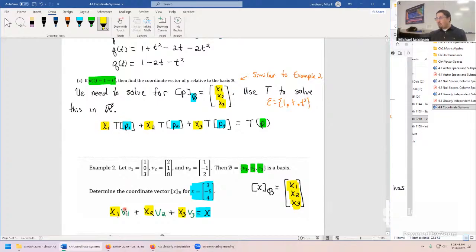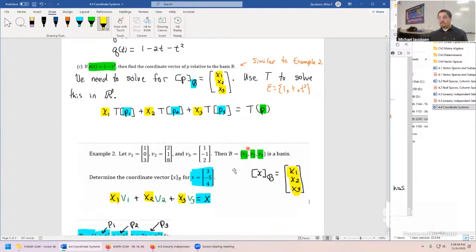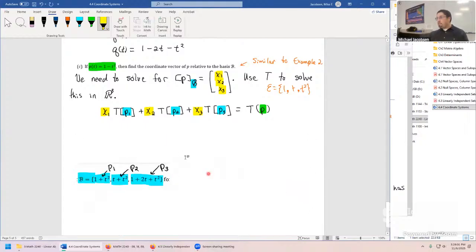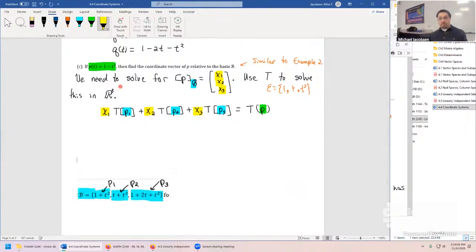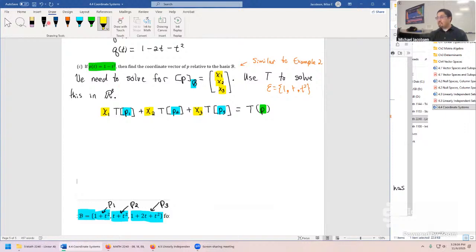In place of T of P1, we have V1. T of P2, we have V2. T of P3, we have V3. And instead of X, we have in place T of P. So we're going to do the same sort of thing as before, but with the insistence of we'd rather solve this in R3. That's the fastest way to do this.